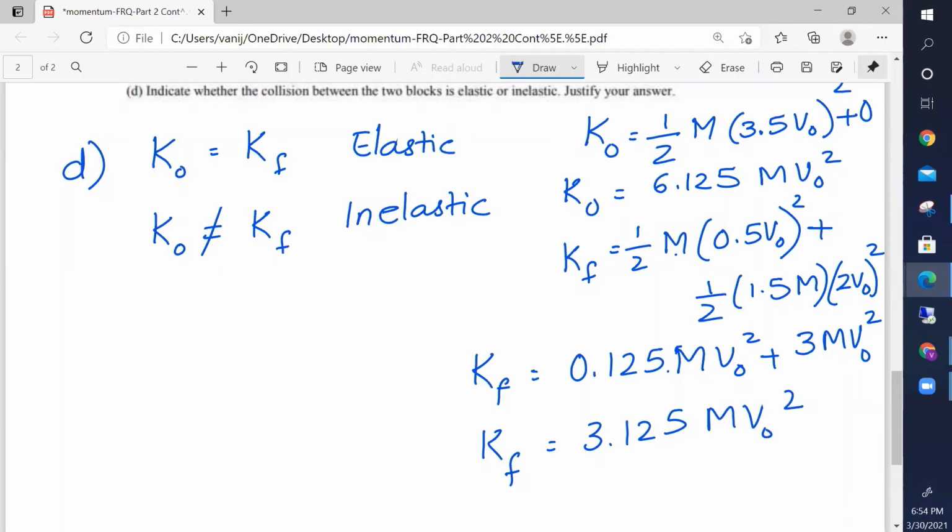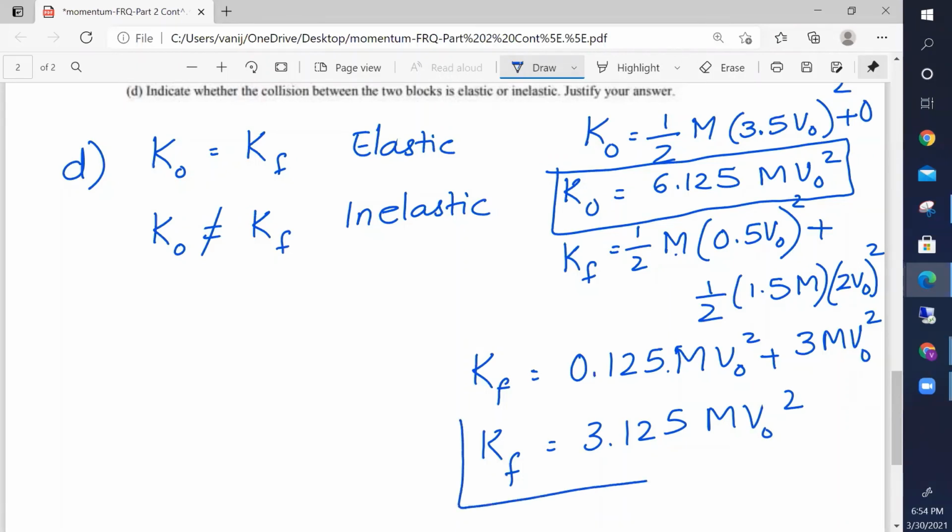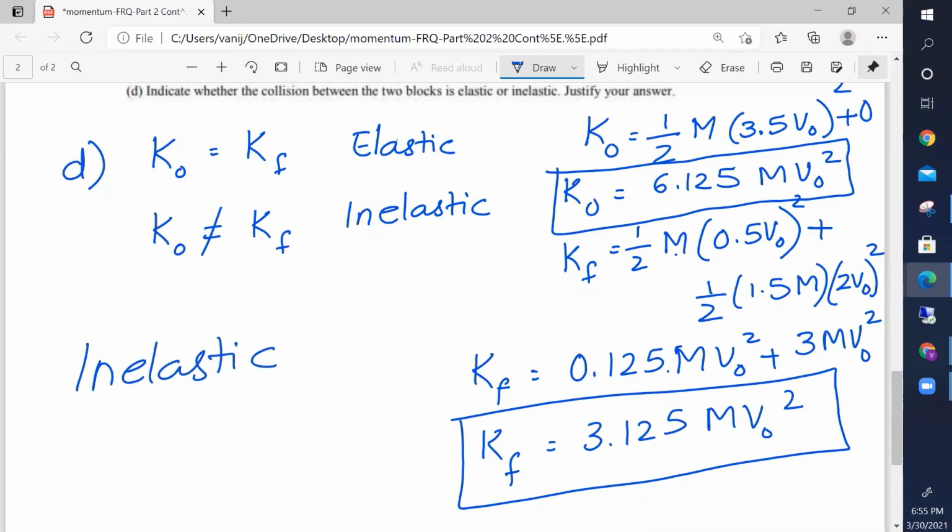So notice what happened here when you solved. I got the initial kinetic energy of the two blocks together as 6.125 m V0 squared and the final kinetic energy as 3.125 m V0 squared. So the blocks have actually lost kinetic energy after collision. It has reduced. And because some energy is lost, this is for sure an inelastic collision.